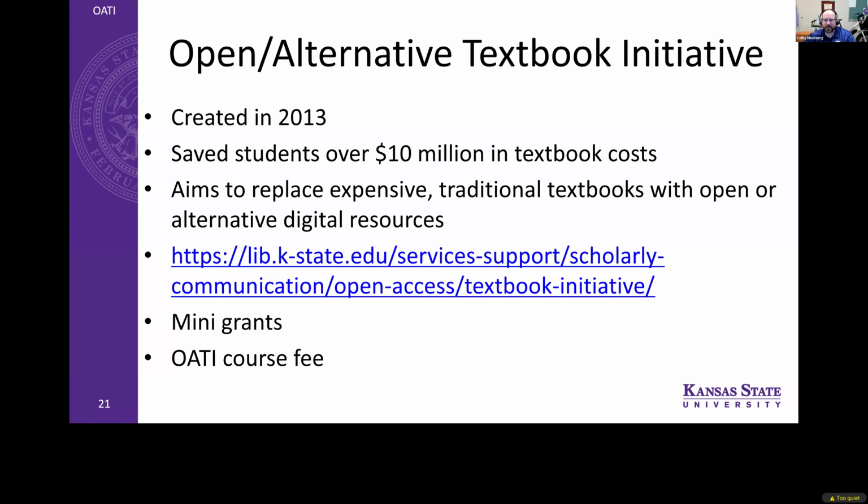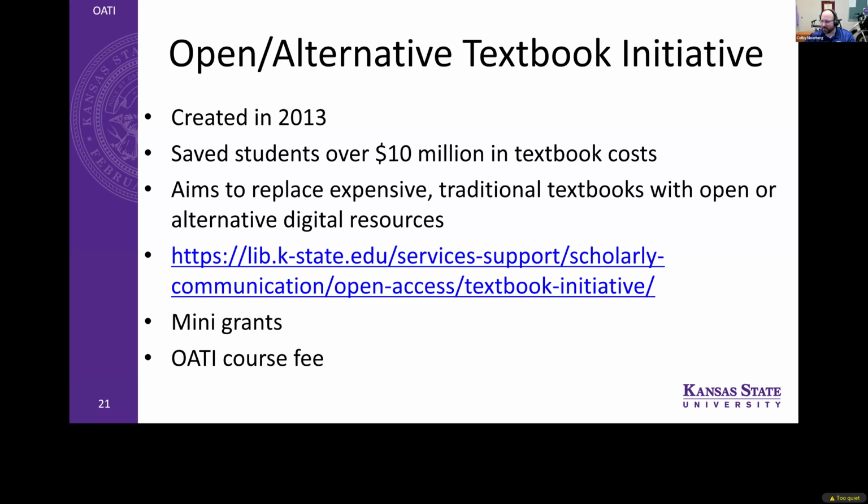And then along with that, we have a fee that is applied to courses where open textbooks have been or are being used. As long as you're not requiring students to pay for a textbook, you can set this up where students would pay a $10 fee for enrolling in that course, and $9 of that comes back to you as a faculty member to maintain the resource that you are using.